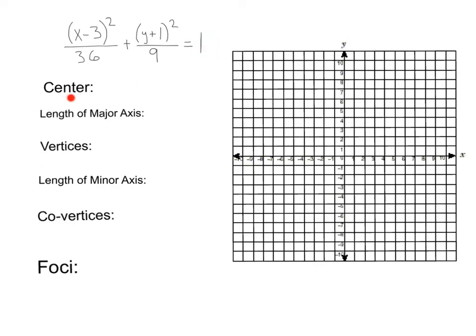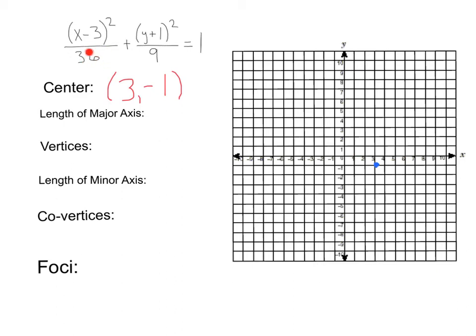First off, center. Center is going to be the opposite of my x, 3, and the opposite of my y, negative 1. Let's go ahead and put that on the graph. 3, negative 1, right here. Next, I'd like to see which of my fraction denominators is biggest. And here we have 36, obviously bigger than 9. This 36 is under the x squared term, so I know my ellipse is going to have a major axis in the horizontal or x-axis direction.